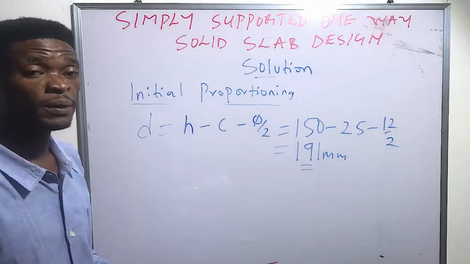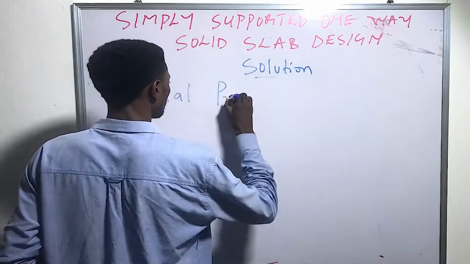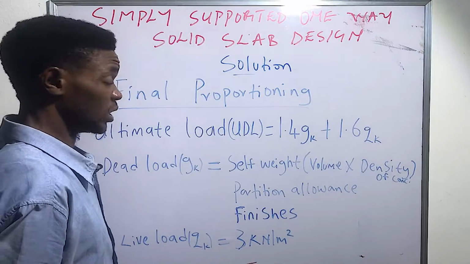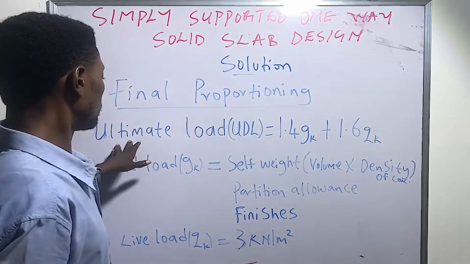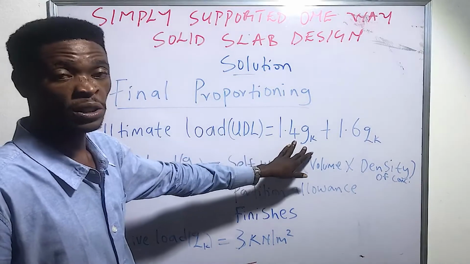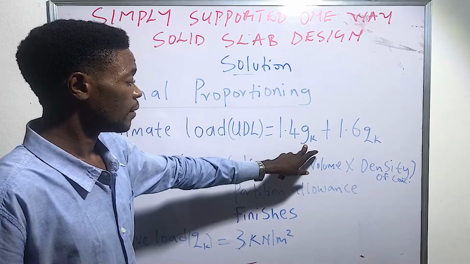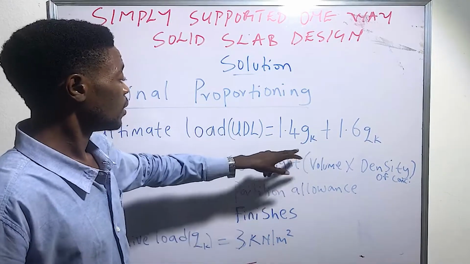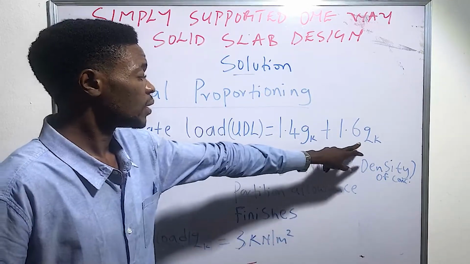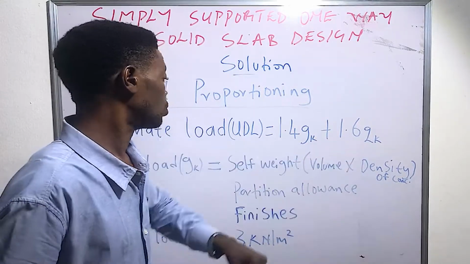So the next step is our final proportioning, which is our loading. To get our ultimate load, UDL, is 1.4 GK plus 1.6 QK. This is our dead load, and this is our factor of safety for dead load, while this is our live load, QK, and factor of safety 1.6 for live load.